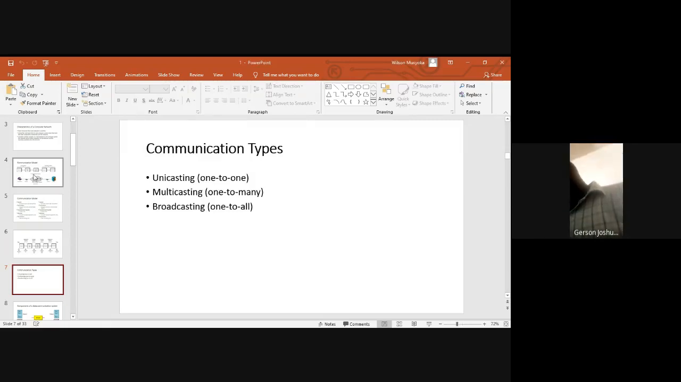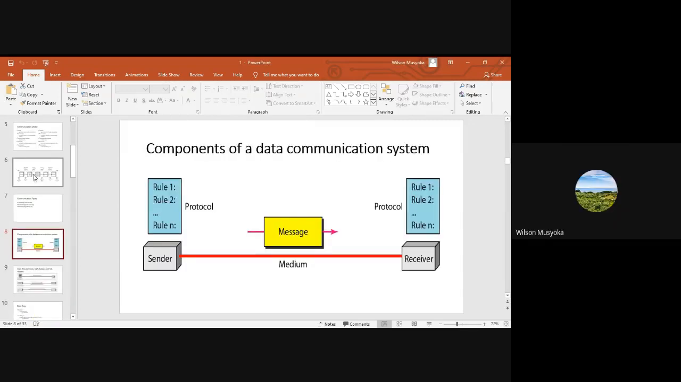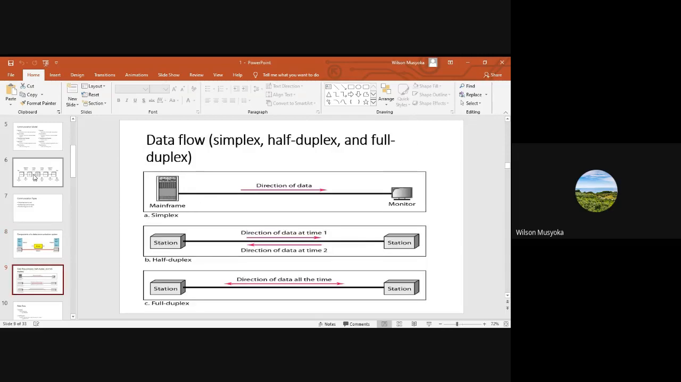That is the difference between these communication types. Then we have the sender, the receiver, the medium, the message, and the protocol. Those are the same which we are going to describe as we move on.